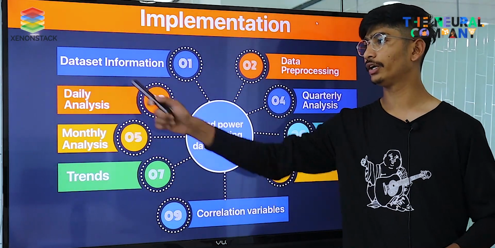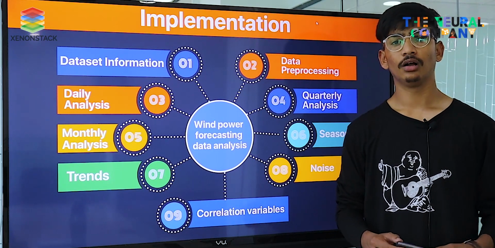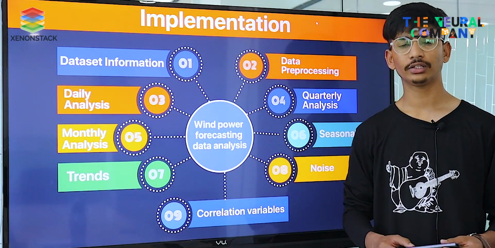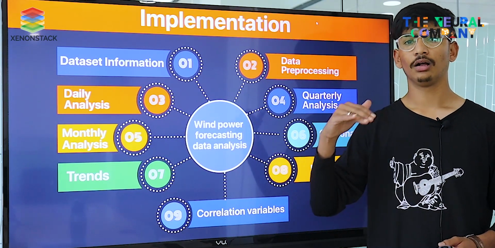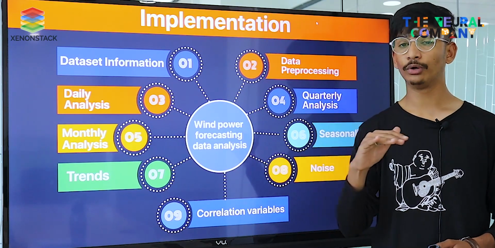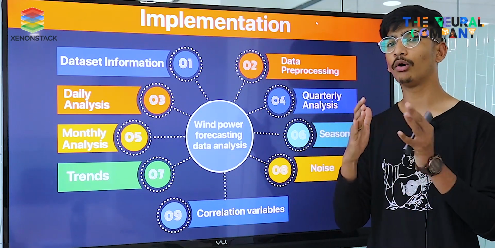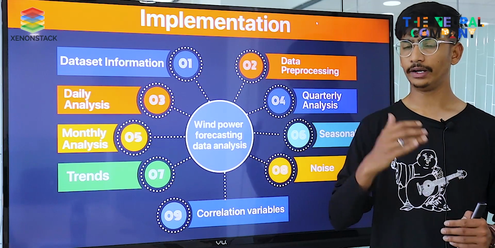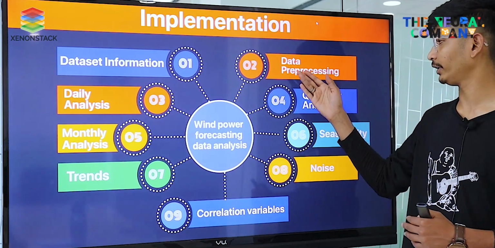Now let me introduce the dataset. I have used the wind forecasting dataset for 1 year, which is collected hourly over the year. In the dataset, I have the data of wind, like the speed of wind and the level of wind and the value at that speed or level of wind. So I have the dataset, and on the dataset, I have performed some data pre-processing steps.